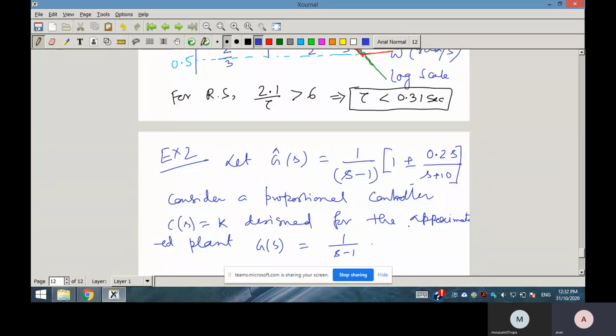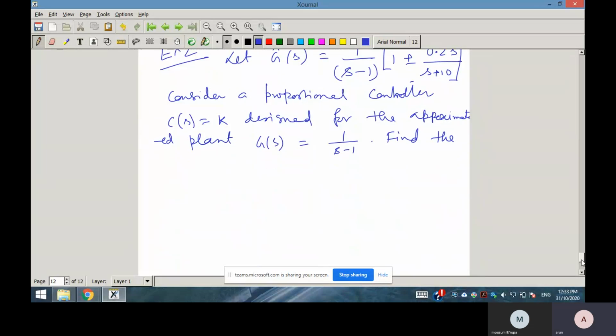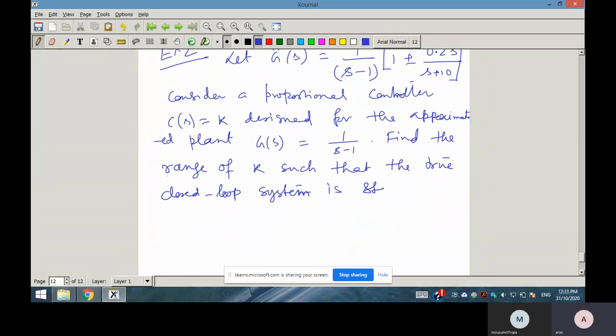Find the range of K such that the true closed loop system is stable.